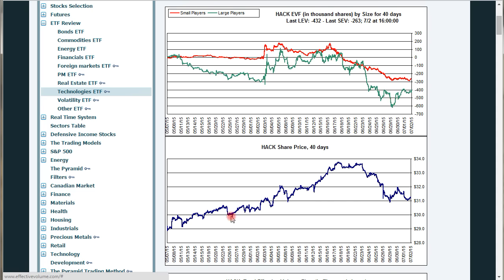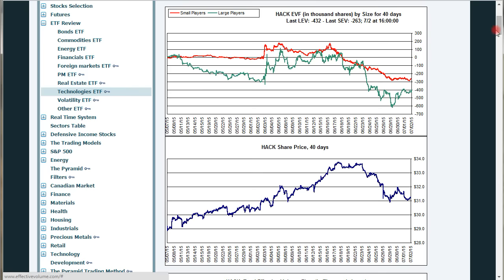Okay, we can see that during the uptrend it was slightly negative, and now we seem to be reaching some support level and large players start buying. Okay, this is standard analysis.